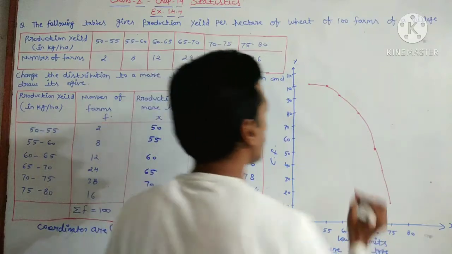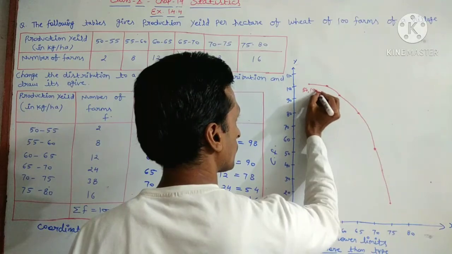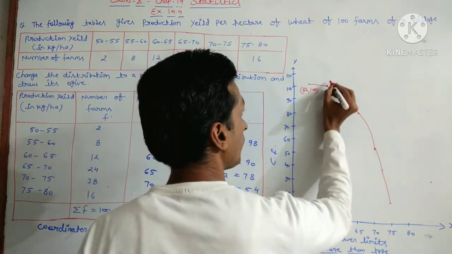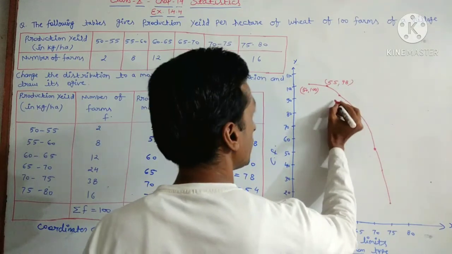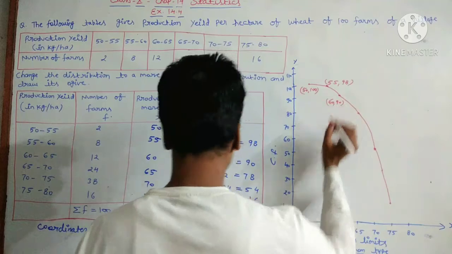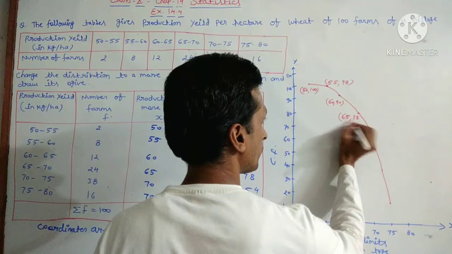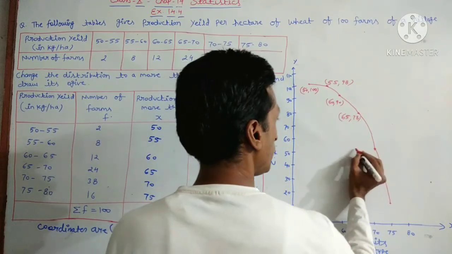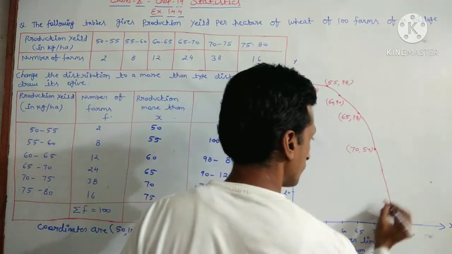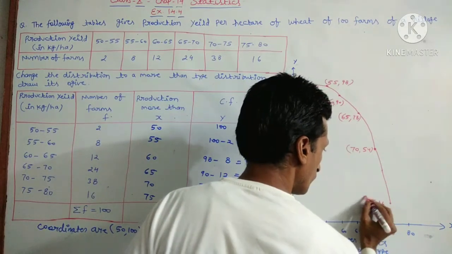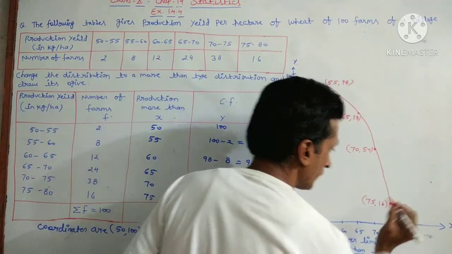write the coordinates. First one 50, 100 and 55, 98, and the third one 60, 90, and the fourth one 65, 78, and 70, 54, last one 75, 60. Okay, so these are the points, you can get it.